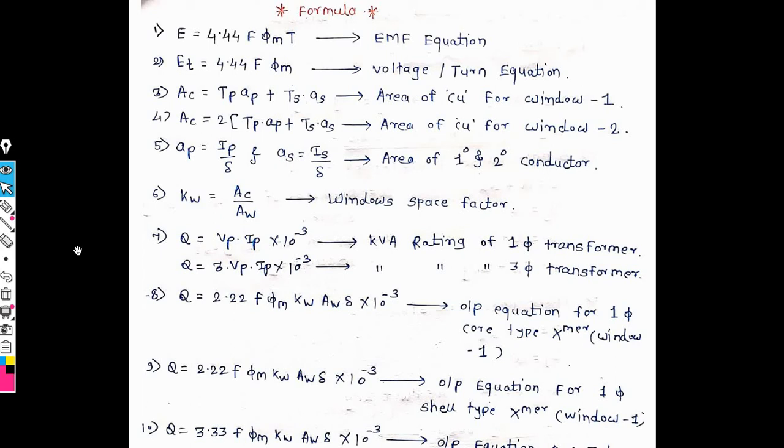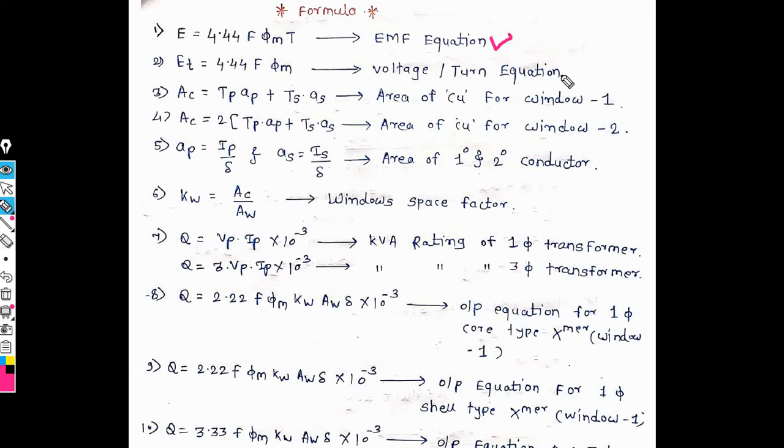Okay, this is a very important topic today, based on how to design a single phase transformer and a three phase transformer. For this, we need important formulas to design single phase as well as three phase transformers. First is the EMF equation, that is E equal to 4.44 f Φm T. This is a very important equation to find out the EMF induced in single phase and three phase transformers.